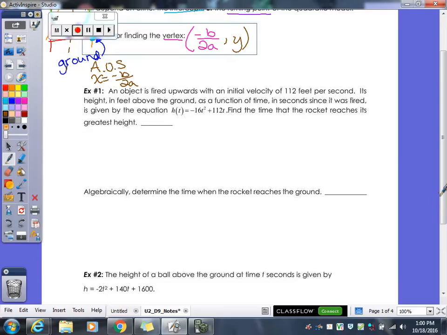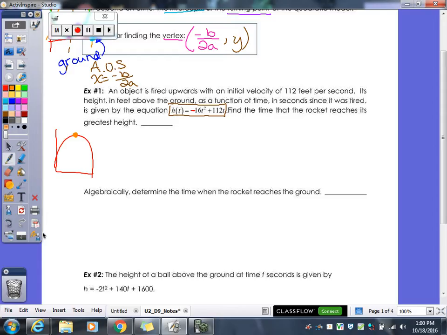So let's take a look at our first example here. An object is fired upwards with an initial velocity of 112 feet per second. Its height in feet above the ground as a function of time in seconds since it was fired is given by this equation here. Find the time that the rocket reaches its greatest height. So we're trying to find its maximum. Since this is a negative, if we were to graph it, it would be a downward facing parabola. We're trying to find how long it takes to reach the maximum height. How long does it take for that rocket to get up there?